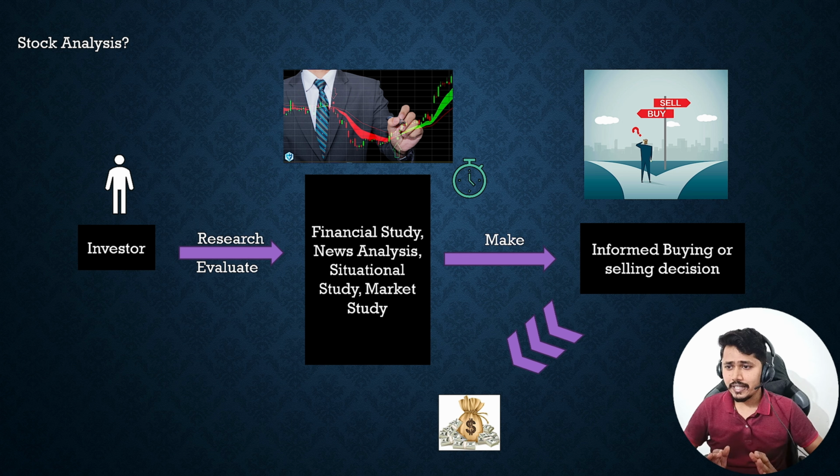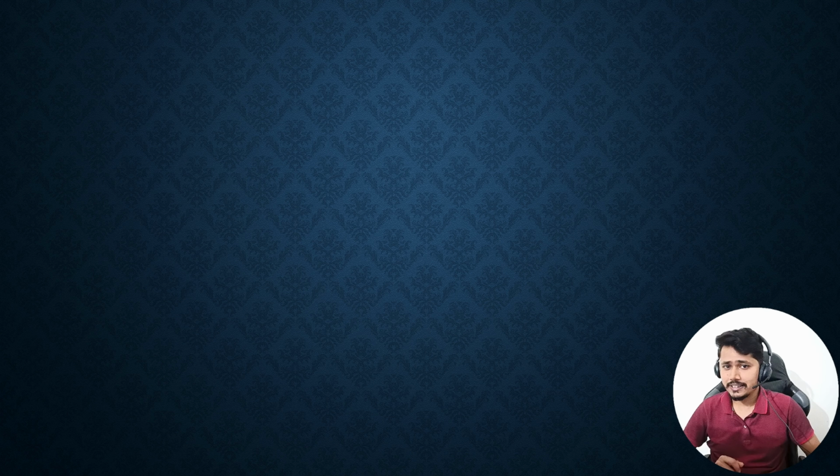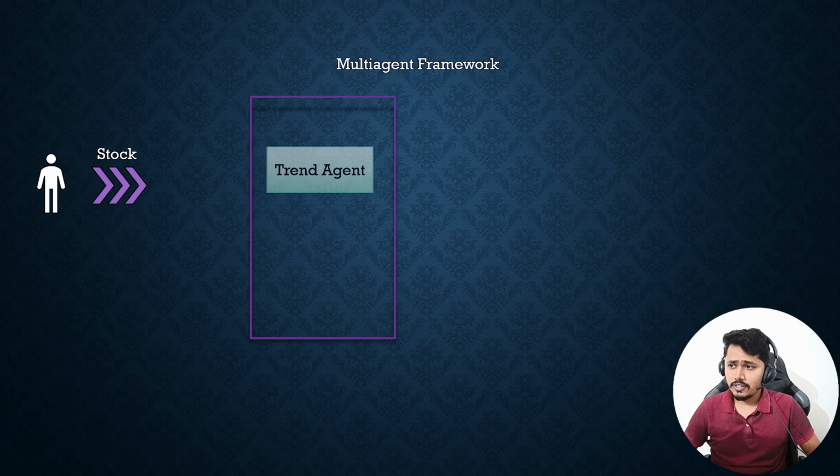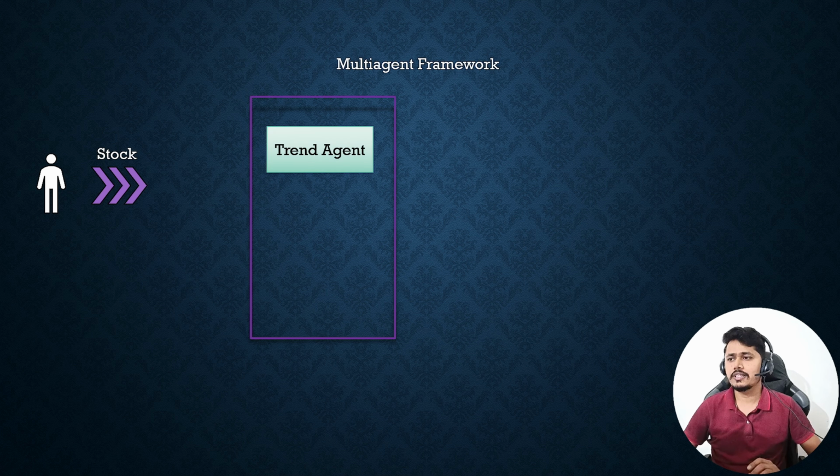Now, as we are dealing with the agentic AI era, let's see how exactly we can use our generative AI capability in order to solve the same use case with the help of a multi-agent framework. Let's see how smartly we can do that. For the multi-agent framework, let's say as an investor, we are going to pick one stock. Let's take the example of Hindustan Aeronautics Limited, HAL. For that particular stock, first of all, we will have a trend agent. As we are building a multi-agent framework, the first thing is going to be the trend agent.